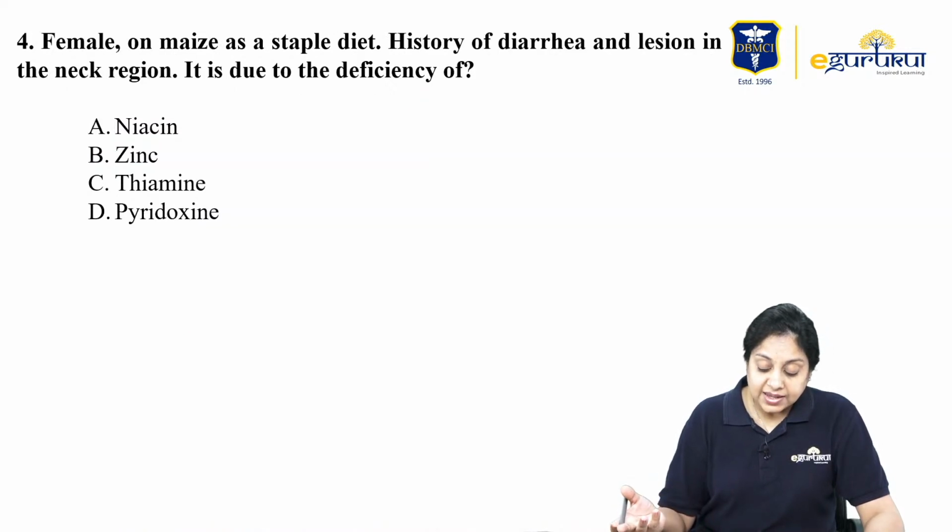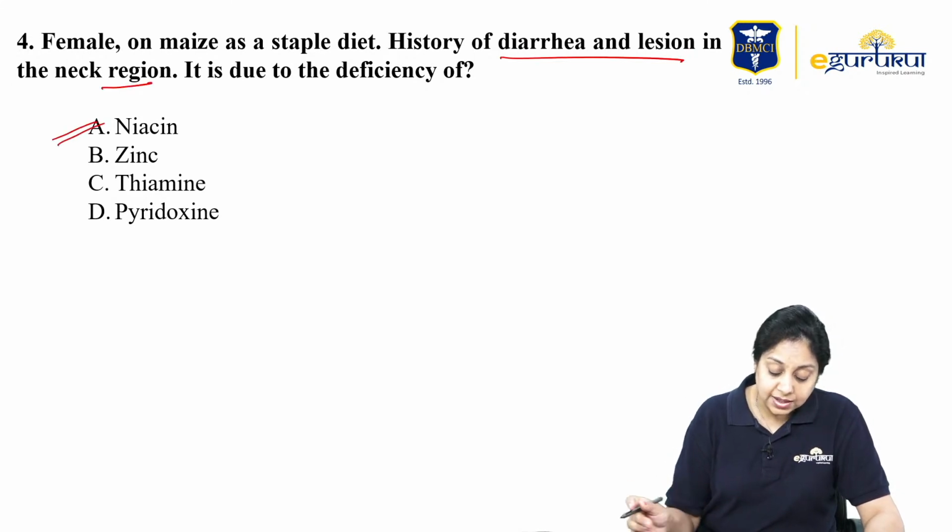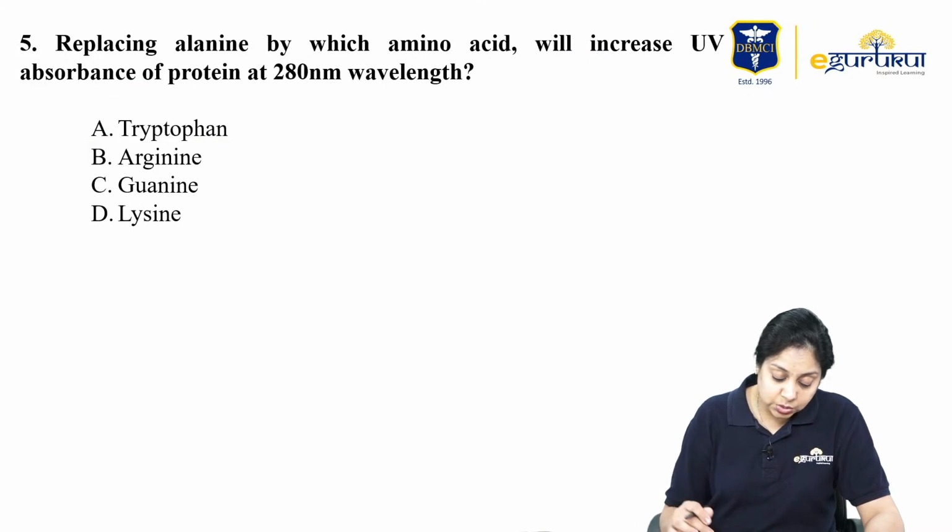Female on the maize diet as a staple diet, diarrhea, lesions in the neck region, right? We know that is because of the pellagra, niacin deficiency. So A is the choice.